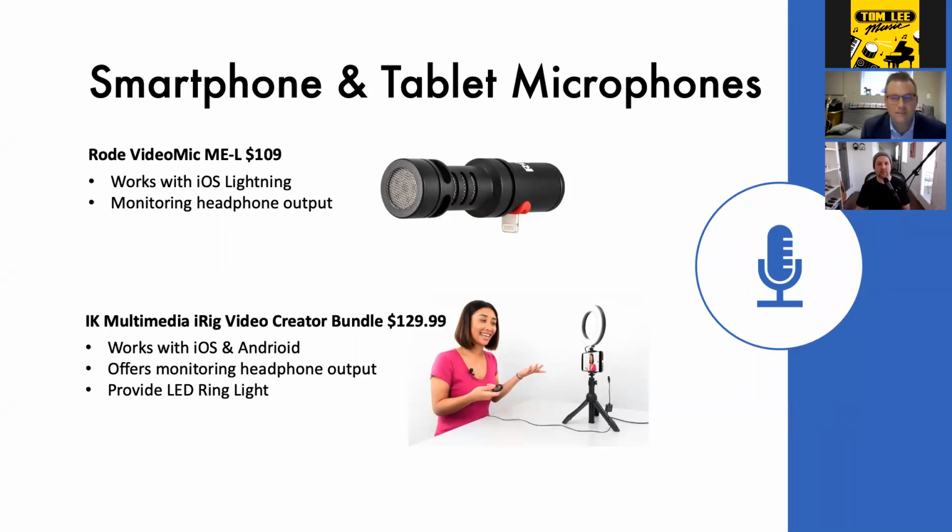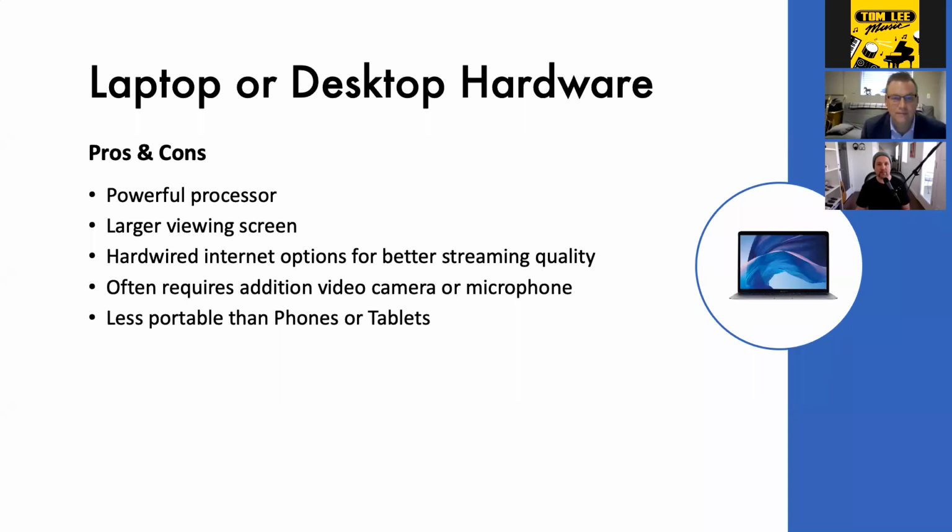So now we're going to talk a little bit about laptops and desktop hardware. Some of the biggest pros to this, of course, is you're going to have a powerful processor in there, much more powerful than you can get necessarily in an iPhone or an iPad, or any kind of a tablet or smartphone, Android, etc. You can obviously have a very large viewing screen, which is great for some people who want to really be able to see what's going on with their students.